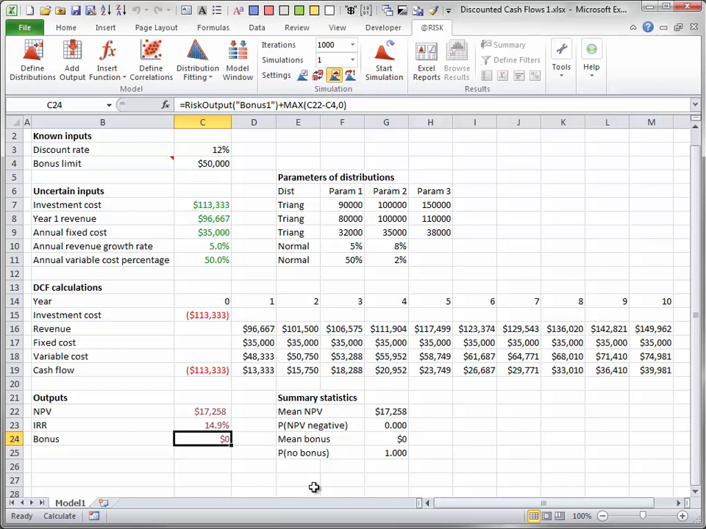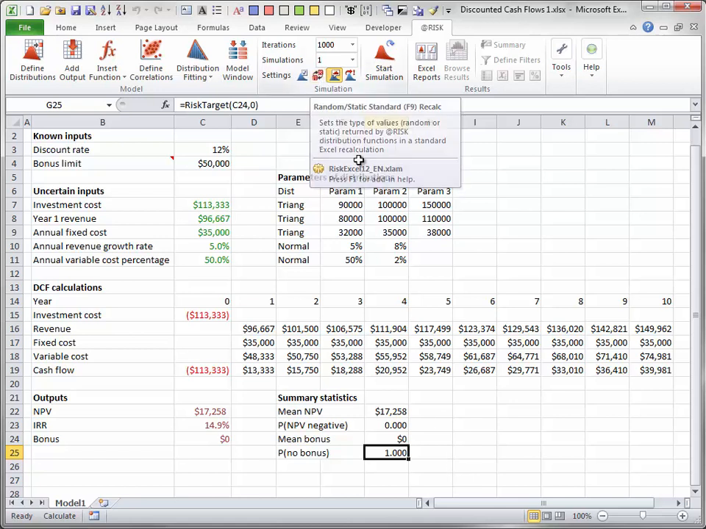Finally, several summary statistics are calculated to the right with at-risk statistical functions. Of course, these aren't relevant until the simulation is run. Note that the outputs shown here are based on the means of the uncertain quantities because at-risk's dice button is toggled to static. But if it is toggled to random, you can see how much the NPV varies.